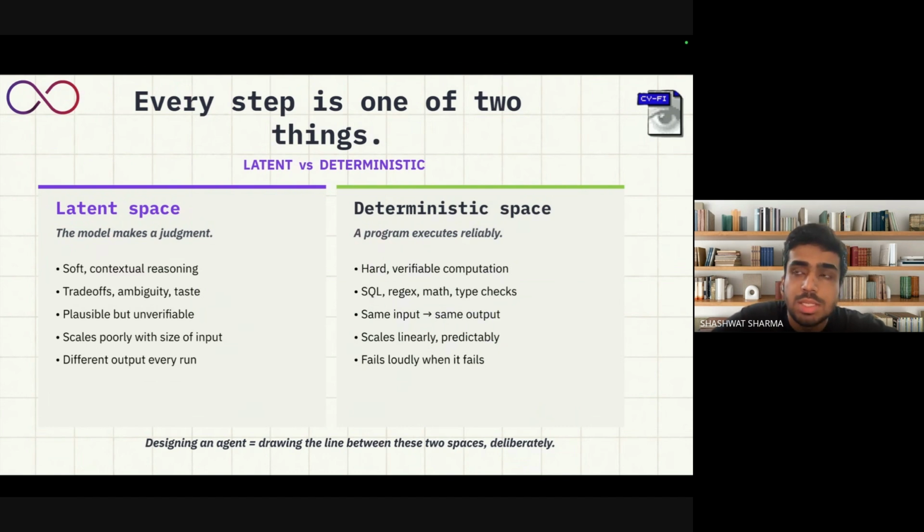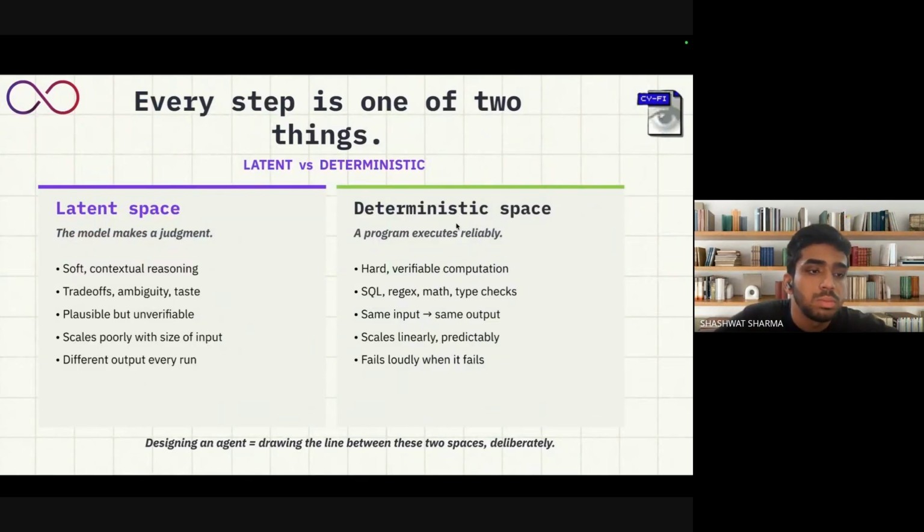Latent space means that the model is making a judgment. Initially, the model is trying to predict the next token. When you make the model make a judgment, it has some input data and it's trying to make a judgment out of it. We call it latent space because it is contextual reasoning. It has taste to it. It has ambiguity, as in the model has its own accepted biases or preferences for doing things in a certain way. Things might be plausible but unverifiable.